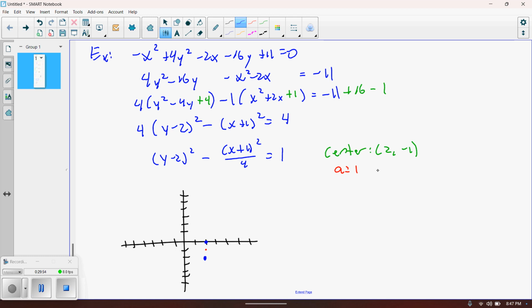So I can write the vertices. I'm going to write vertex because I'm going to write two of them. Should be at 2, 0 and 2, -2. Let's actually make that look like a -2. There we go. So there's my vertices.